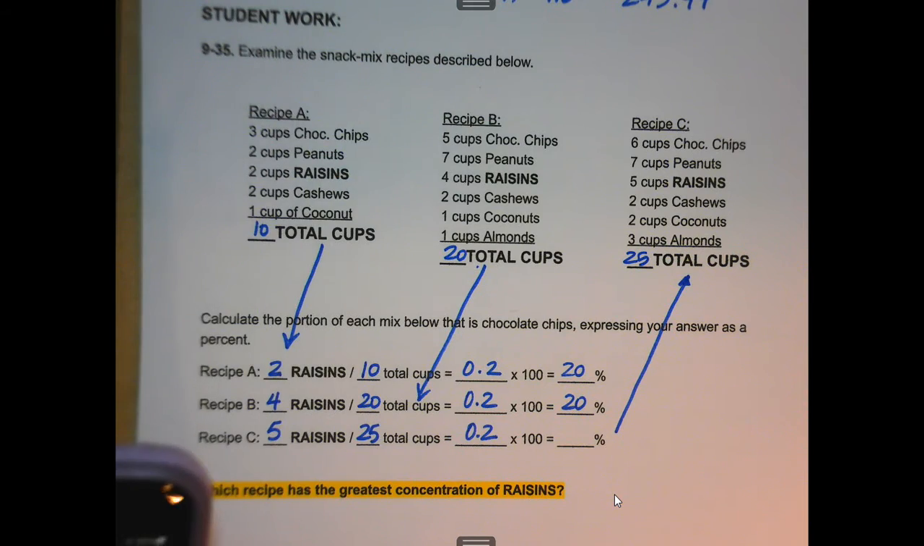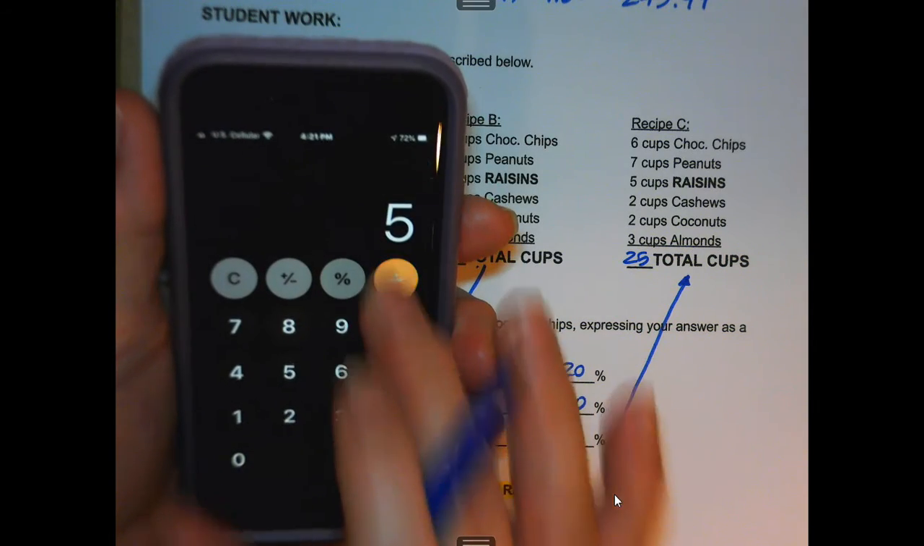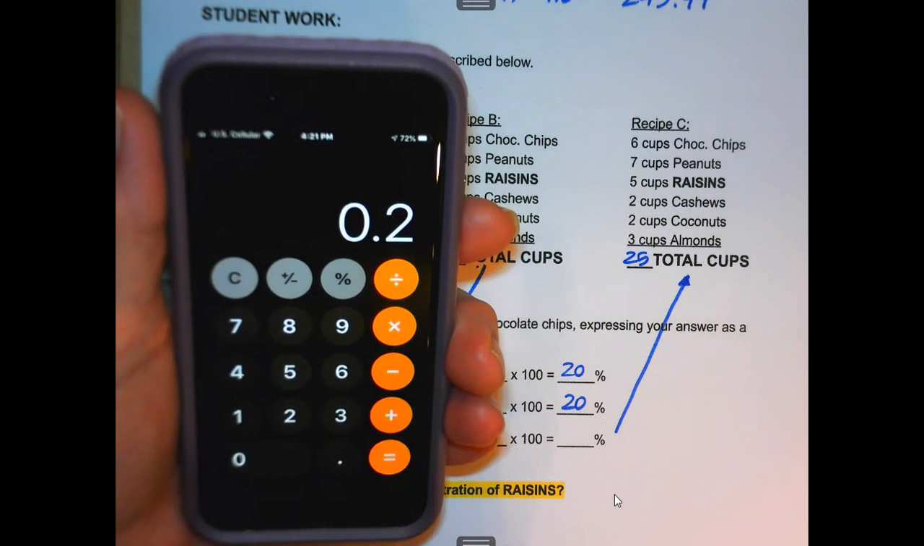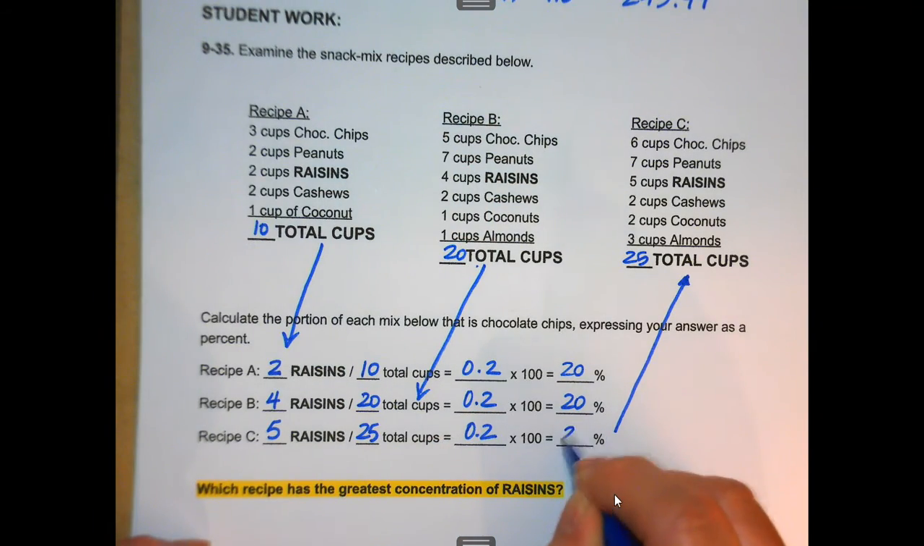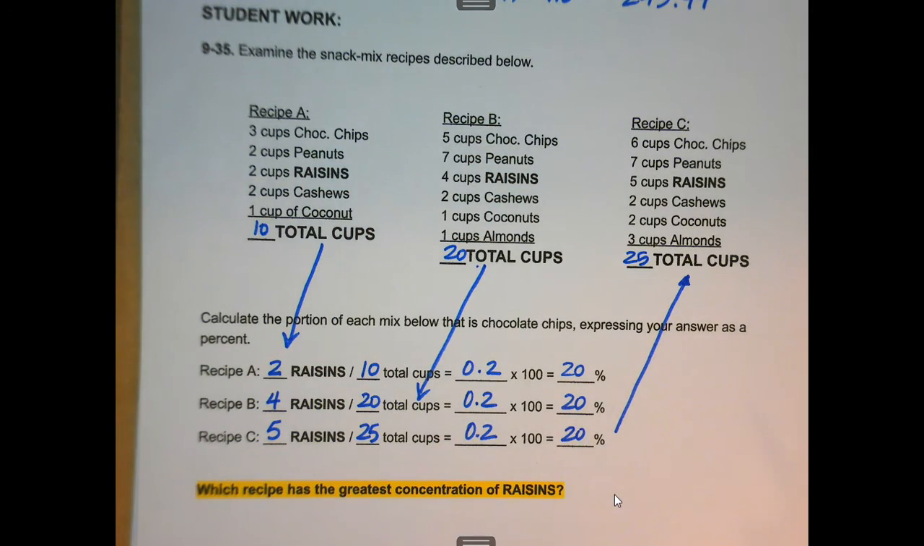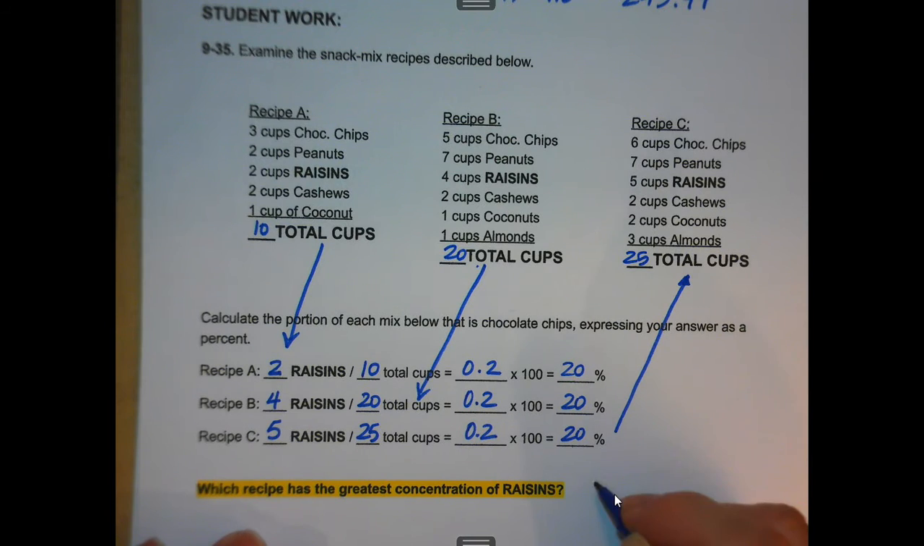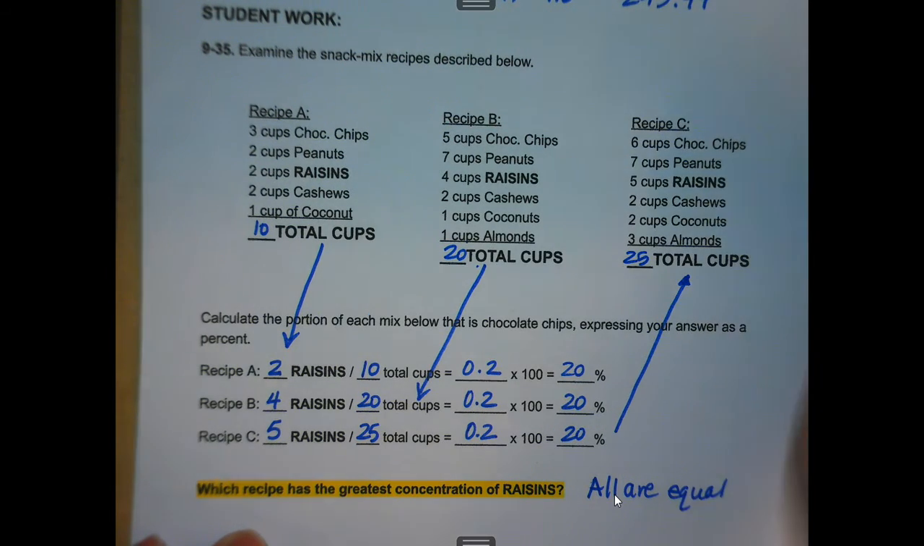Let's try that one more time. 5 divided by 25 equals... Okay. So which recipe has the greatest concentration of raisins? All are equal. Sometimes we're going to throw one of those tricky ones in there for you.